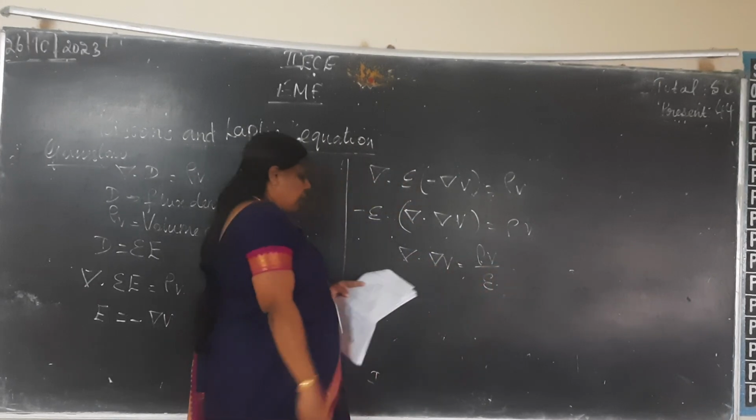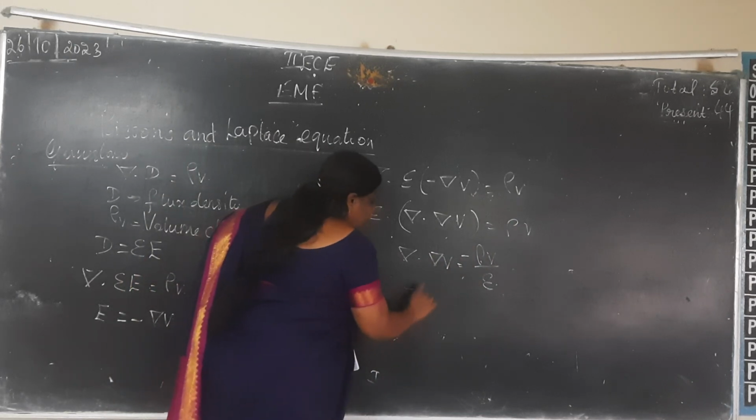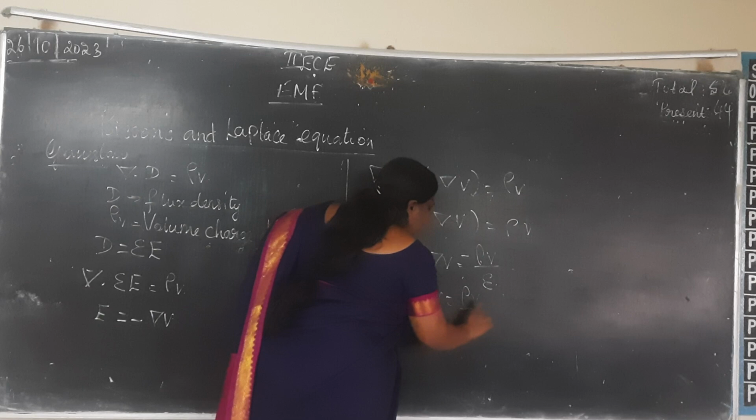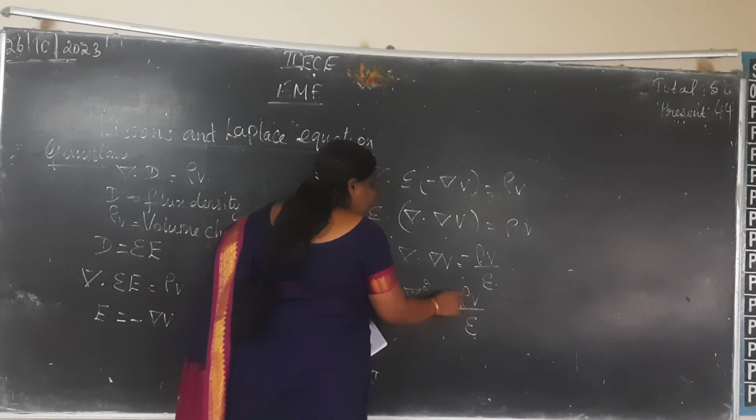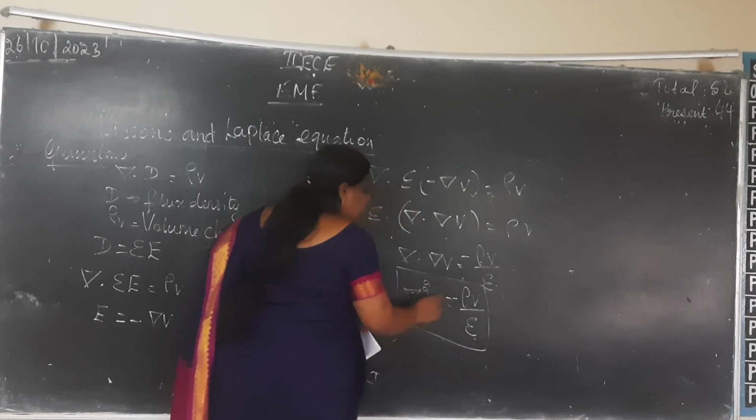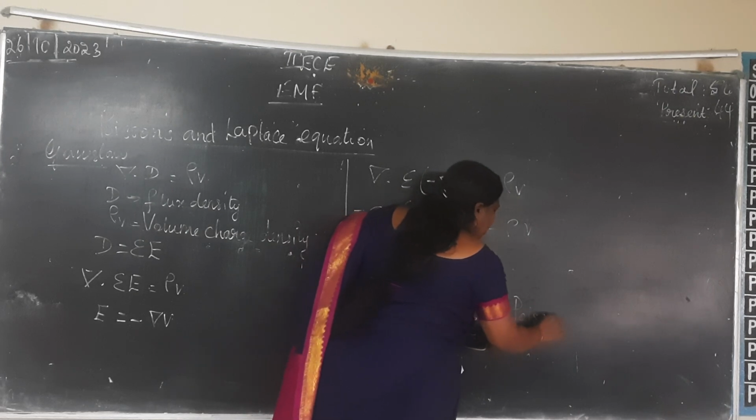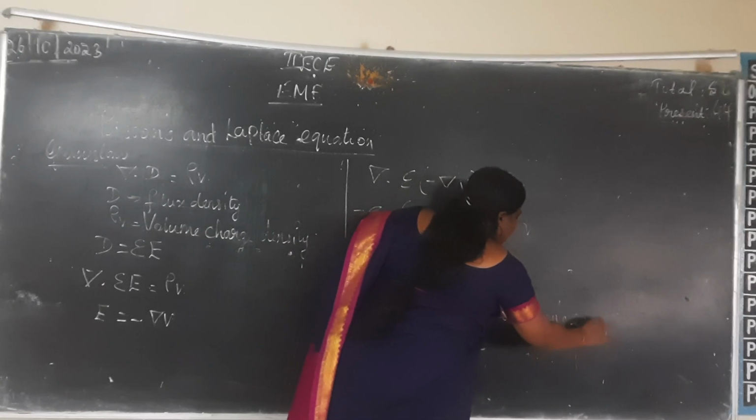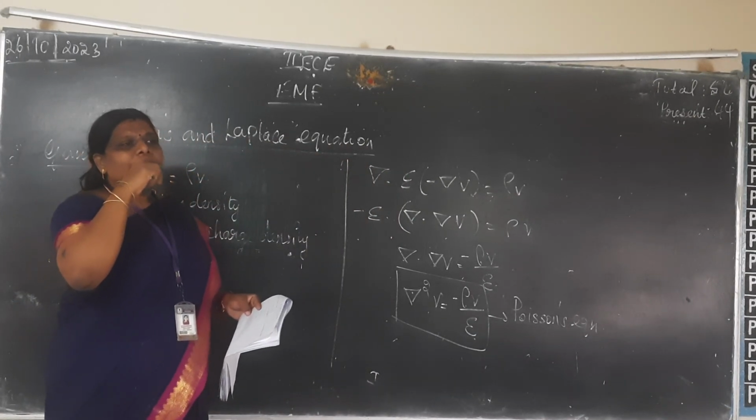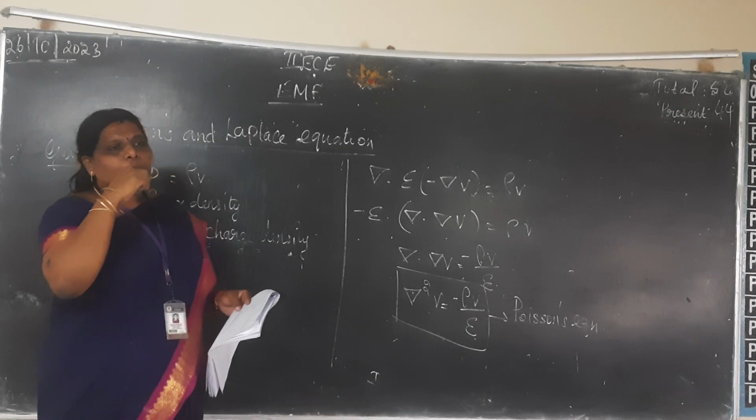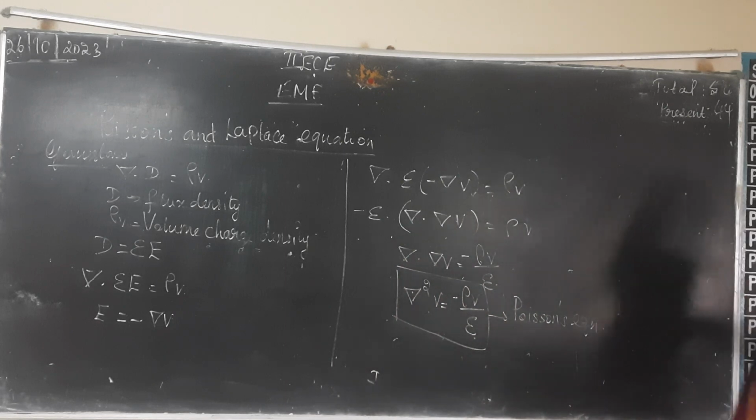So from this one we have del dot del V is equal to minus rho V divided by epsilon, or it can be written as del square V is equal to minus rho V divided by epsilon. This is called Poisson's equation. Take it up. If they ask me a question, derive Laplace and Poisson's equation.